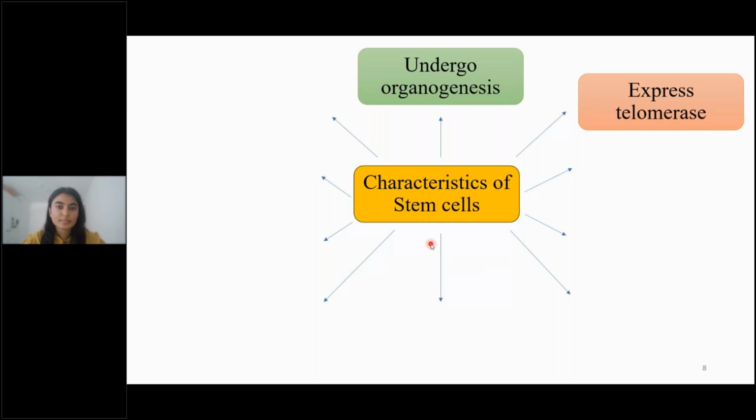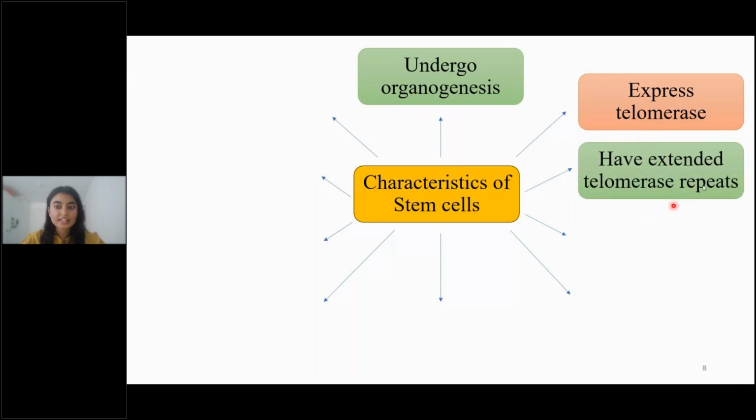For example, if we compare a newborn baby to a person who is 50 or 60 years old, we can really see the difference, right? There are wrinkles, there is graying of hair. Everything happens due to the telomerase enzyme, right? Because it doesn't express that much in the adult cells. When we talk about stem cells, we see that there is increased expression of telomerase, which means that the cells will not undergo aging.